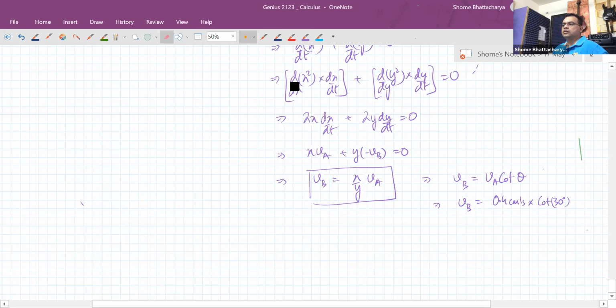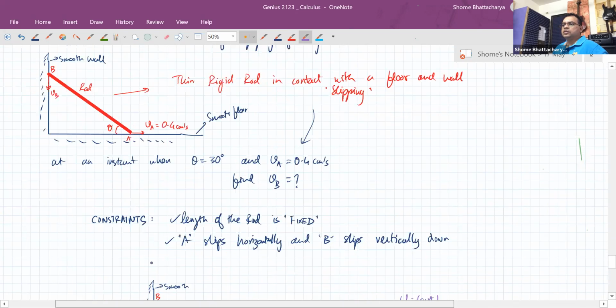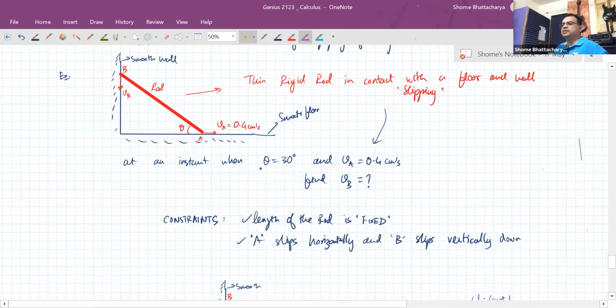Sir, here it is not given that theta is 30 degrees, or are you assuming? It's given, I had given it in the question. That was part of the question. I did not show it in the diagram, but at an instant when theta is equal to 30 degrees, VA is this much, then how much is VB? Got it now? Yes, yes.